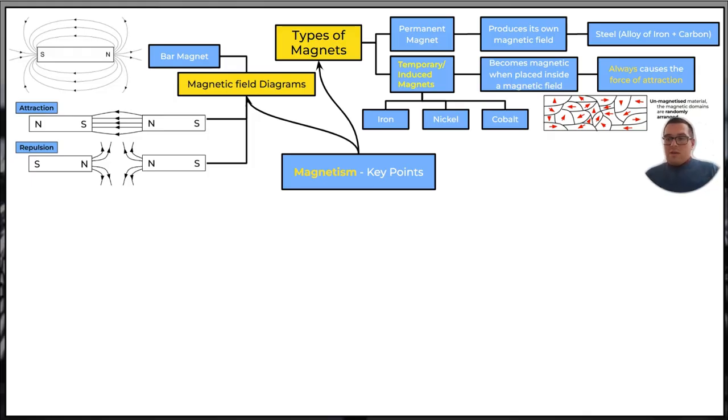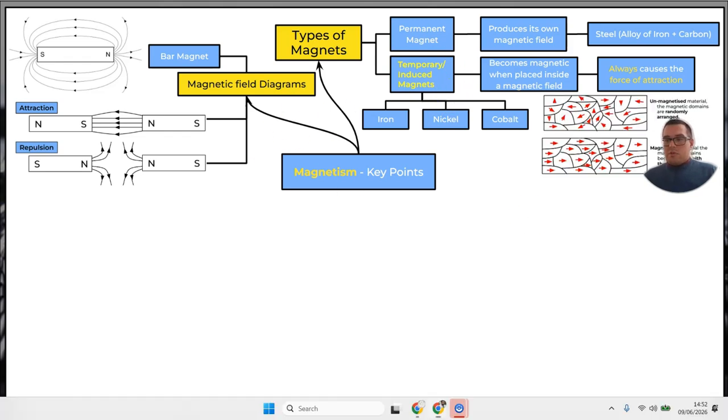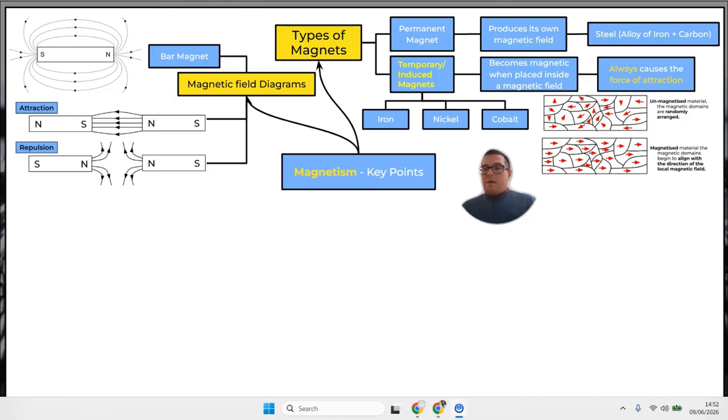The really important language for you to use here is, in an unmagnetized material, magnetic domains are randomly arranged, like this diagram here. You see they're all pointing in all different directions. Imagine this is lots of mini magnets and they all cancel each other out. In a material that's magnetized, the magnetic domains are all aligned to be in the same direction. They align with the direction of the local magnetic field, and that therefore increases the strength of the magnet overall. So that is pretty much it when we're talking about magnetism.